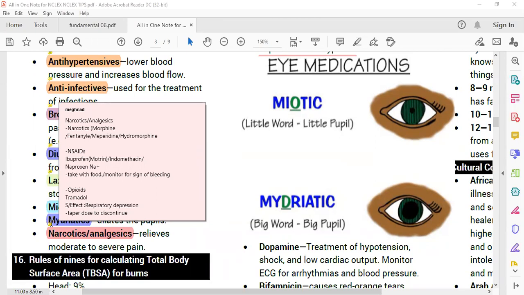Another narcotic or analgesic is opioid. We use opioids for moderate to severe pain, but they promote sedation. It is an agonist and analgesic. An example is tramadol. When we give opioids, they have major side effects: respiratory depression, dizziness, nausea, and they can cause constipation.